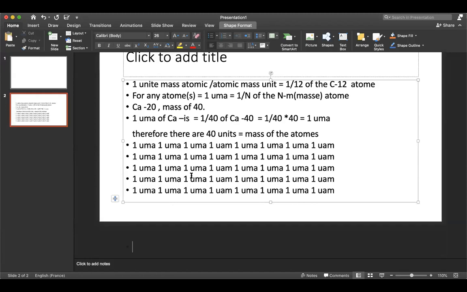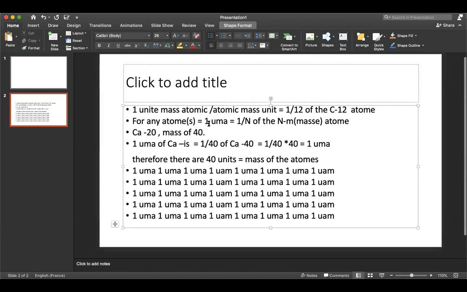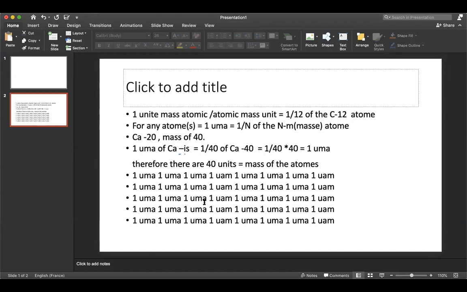So it shows that there are exactly 40 units which are equal to the mass of the atom. In other words, when I say 1/40 of the calcium-40 atom, which is equal to 1 unit mass, it is this here. So there are 1 to 40 units, and these units are what make up the relative mass of an atom. Is it clear now? I think it's clear.